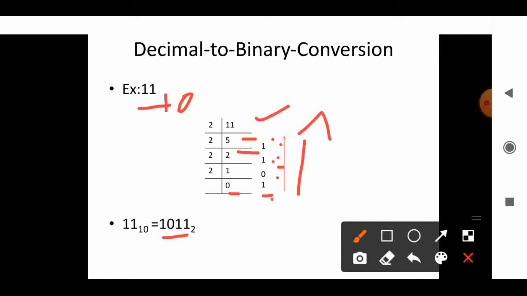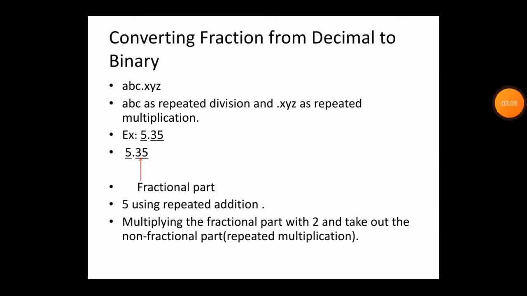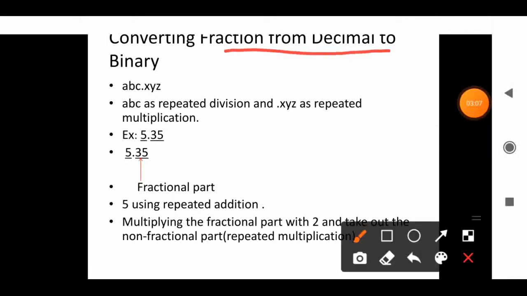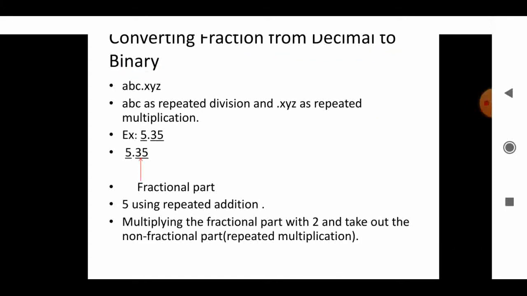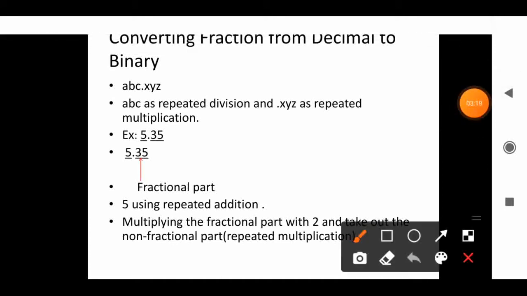So how can you convert decimal to binary? You have to divide the number by 2 and record the remainder at each step. After that you write the remainders as the binary number. The next one is converting the fractional part of a decimal number to binary. You know that a fraction means a decimal number, like ABC dot XYZ. It is a decimal point number.